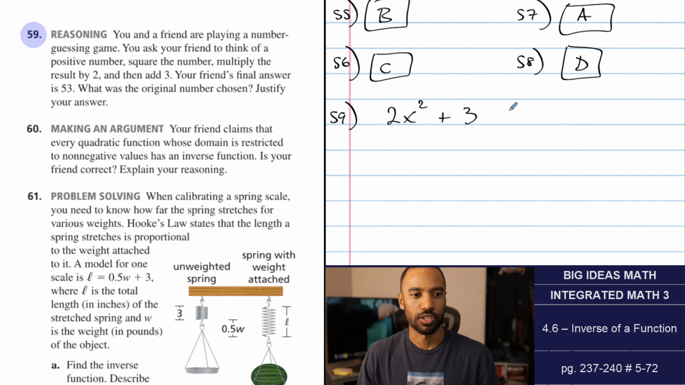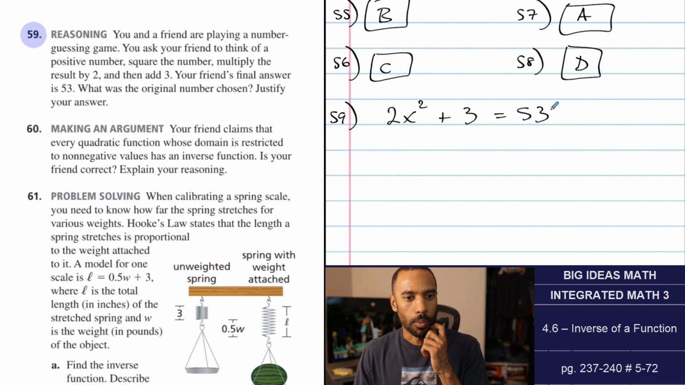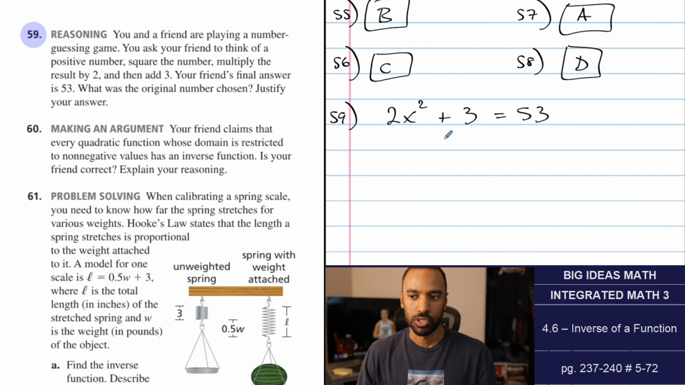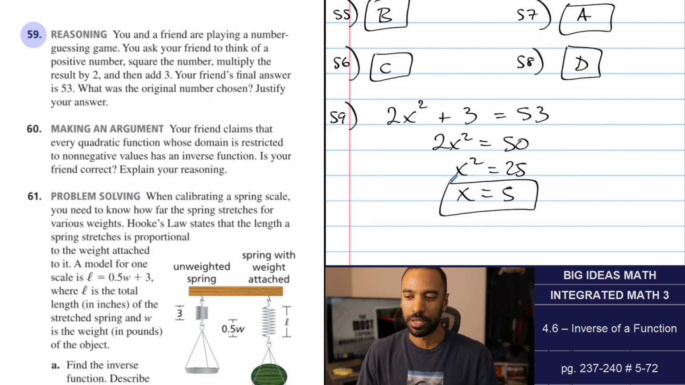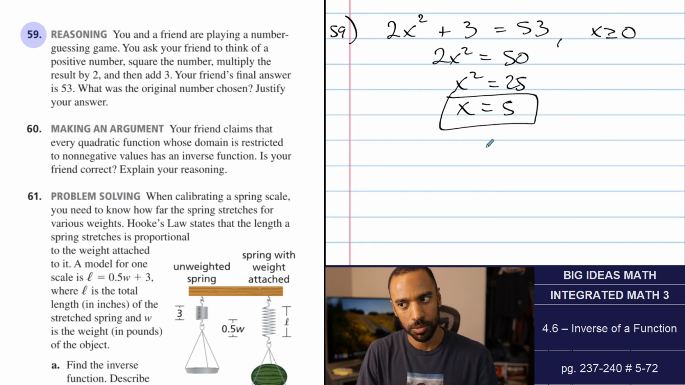Your friend's final answer is 53. What was the original number chosen? Justify your answer. So this is where we're going to subtract 3 from both sides, divide both sides by 2, and take the square root of both sides. Now this would often be plus or minus 5. However, because x is greater than or equal to 0, we're just going to say x equals 5. So that was the number your friend chose.